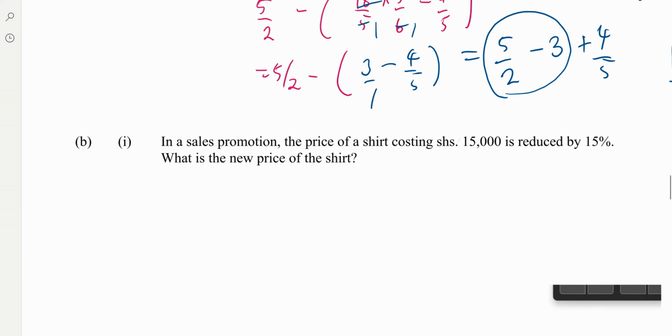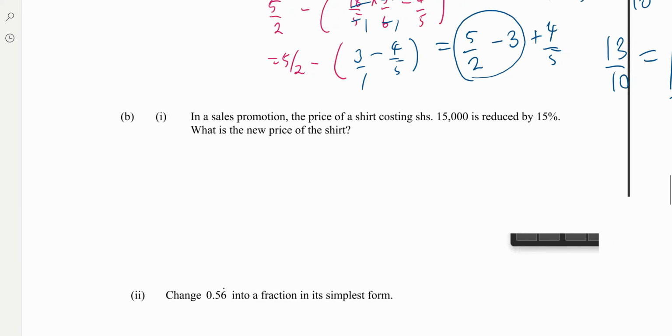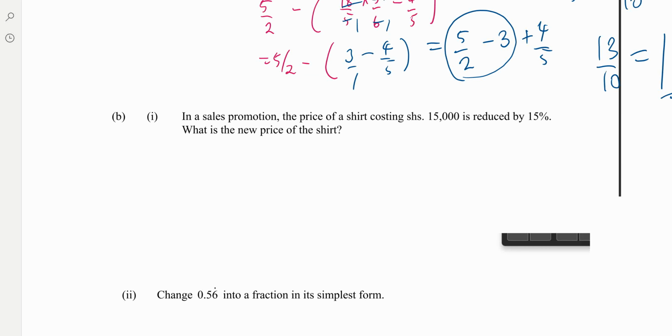We go to question number 2b, part 1. In a sale promotion, the price of a shirt costing 15,000 shillings is reduced by 15%. What is the new price of the shirt?